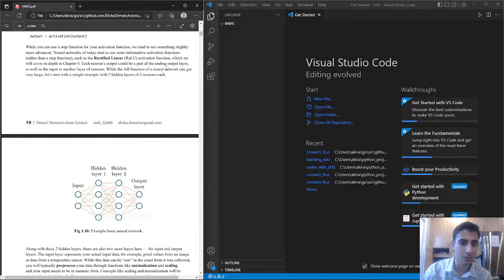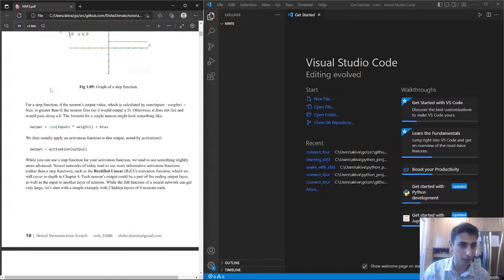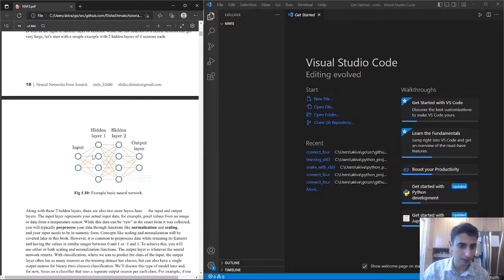While the full function of a neural network can get very large, let's start with a simple example with 2 hidden layers of 4. Okay, so here we have inputs. These would be numbers. Every input is connected to every neuron, as you can see with a weight. So the lines are weights, just like I showed before. And these are all the neurons of the new layer. Every single one of these neurons would do their own mess over here, and then these would be the new inputs for this layer, and then these would be the new inputs for this layer. And that's a neural network.